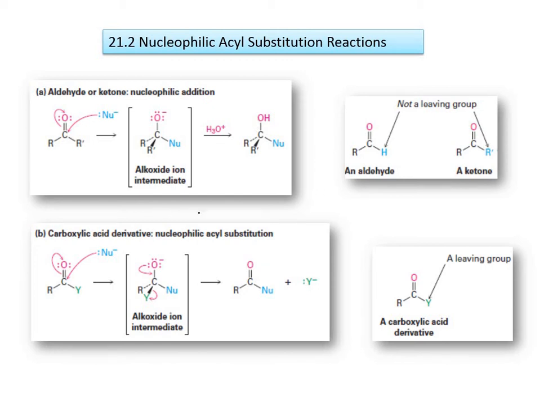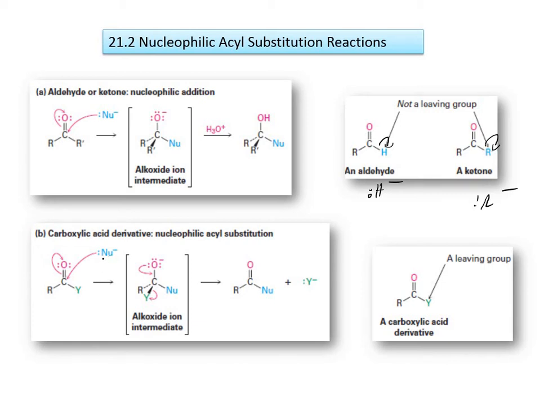So, why don't aldehydes and ketones undergo substitution reactions? Because when an aldehyde or a ketone undergoes substitution reaction, the leaving group can be either a hydride or a carbanion. And we know that hydrides and carbanions are very basic and they are very bad leaving groups. However, a carboxylic acid derivative can undergo a nucleophilic acyl substitution reaction.